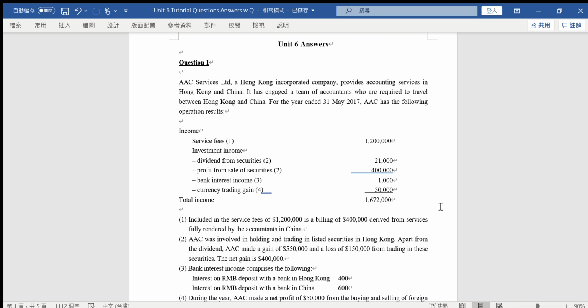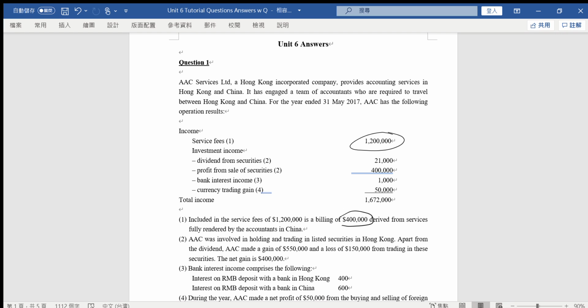Okay, by looking at this company, within this year, this company engages a team of accountants who are required to travel between Hong Kong and China for that year. And the company has the following operating results. You have the service income of 1.2 million, and there is some additional information on this 1.2 million, including $400,000 derived from the service fully rendered by the accountants in China. Okay, now we will discuss this item first.